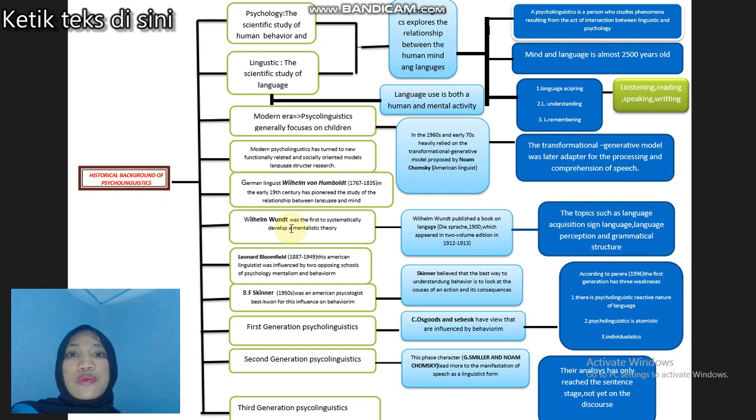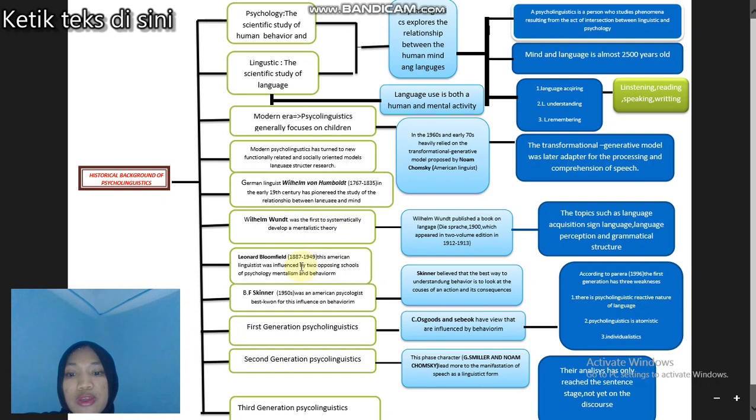Wundt, a psycholinguist at the time, first developed a mentalist theory systematically and is called the father of classical psycholinguistics. Language was originally born in the form of gestures and was unconsciously used to express very strong feelings.